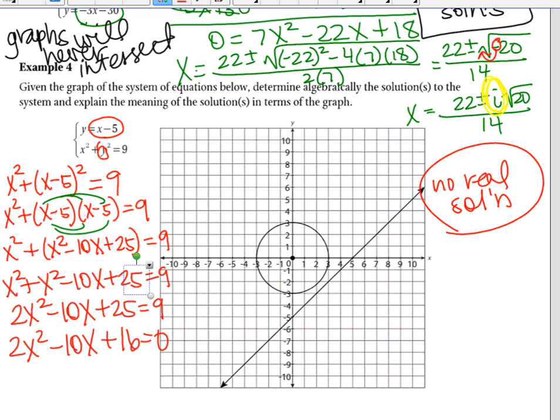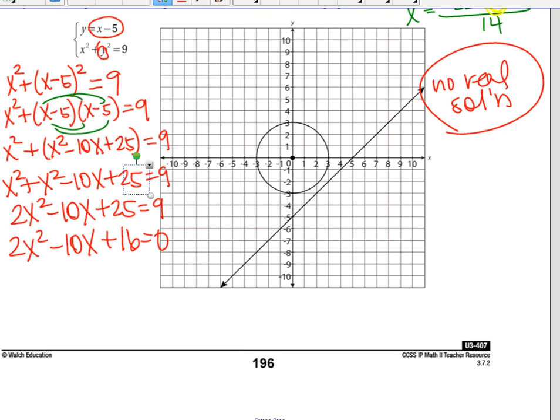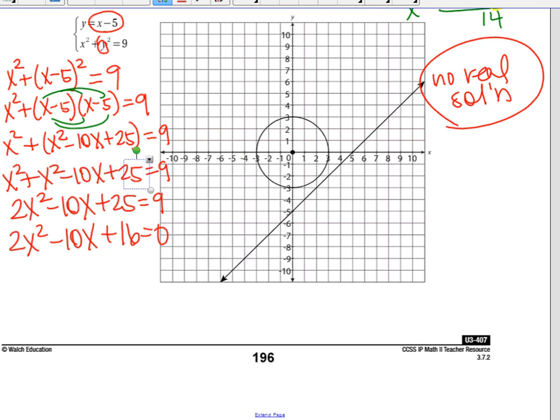Here at this point, I would actually try factoring that. However, I'm given the picture. I know it's no real solution, so in my brain I'm going to say, no, just kidding. I'm actually not going to factor that because I know it's not going to be factorable because it's no real solution. I'm going to go straight to quadratic formula. You could also complete the square, but quadratic seems to be the most reliable.